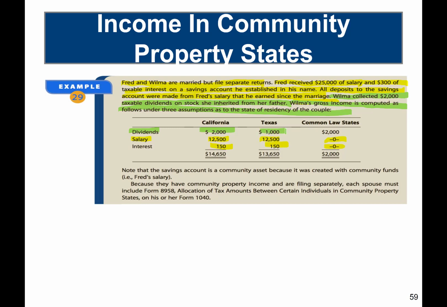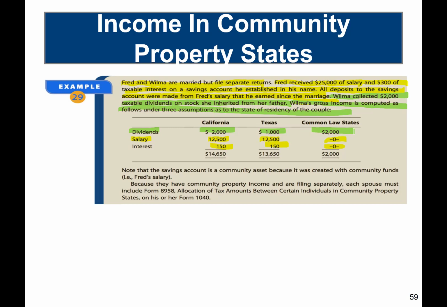But Texas is one of those weird states, along with Idaho and Wisconsin and Arizona, or I forget which states it was. If it's Texas, they have that weird situation where they split the income from separate property and treat that as part of the community. So there's that exception. And then in the common law state, the only money that's relevant to Wilma is the money that's related to her separate asset. Okay? Question?